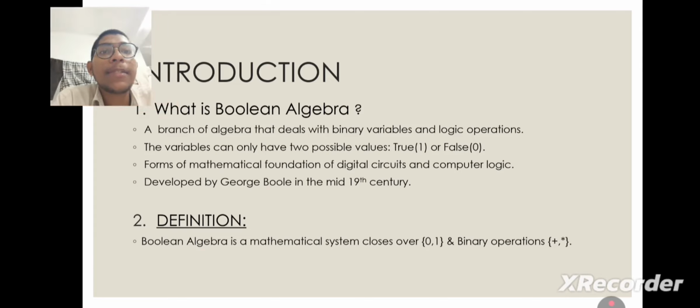Introduction. What is Boolean algebra? A branch of algebra that deals with binary variables and logic operations. The variables can only have two possible values, true (1) or false (0), forming the mathematical foundation of digital circuits and computer logic. They are also called binary numbers, 1 and 0. This was developed by George Boole in the mid 19th century.